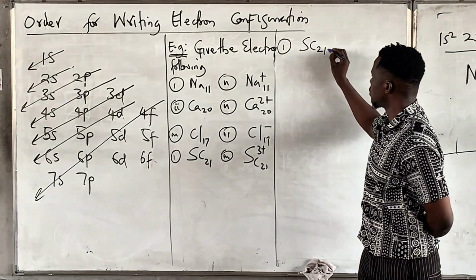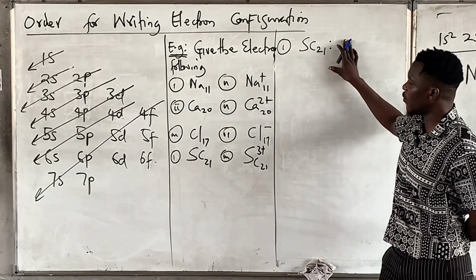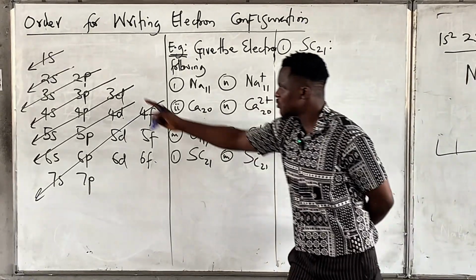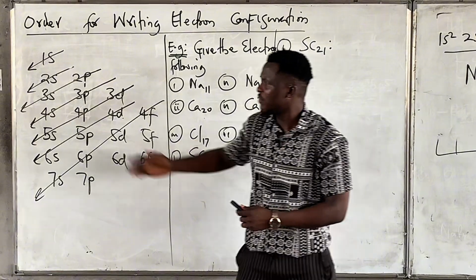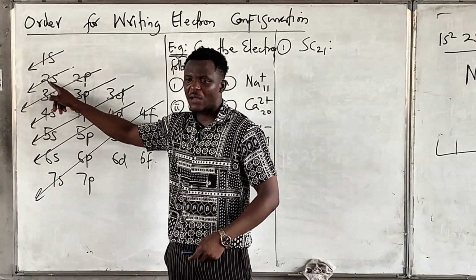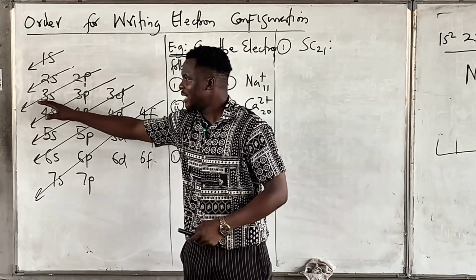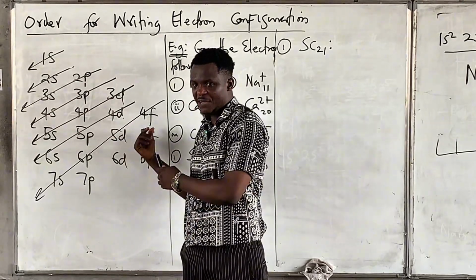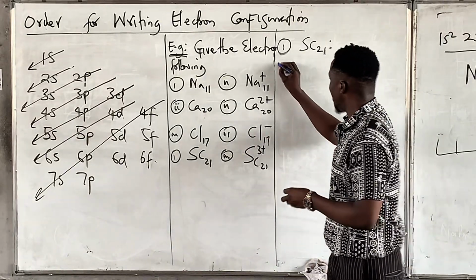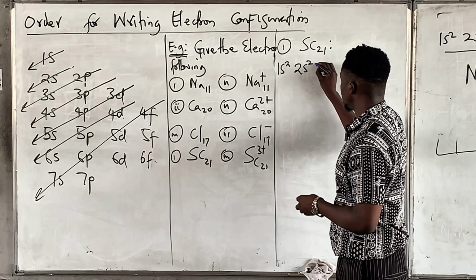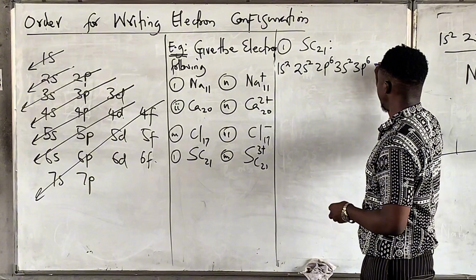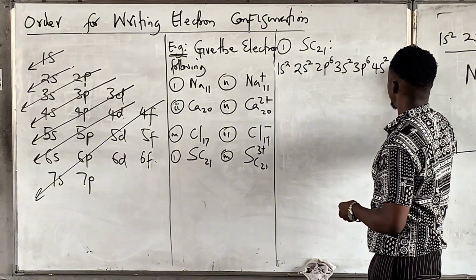Scandium is 21. I believe by now, many of us will know how to write this. Just follow this pattern. If you can get this pattern: energy level 1 holds s, energy level 2 can hold 2s and 2p, energy level 3 can hold up to d, energy level 4 can hold up to f. So we start here, we have 21 electrons, so we have 1s2, 2s2, 2p6, 3s2, 3p6, 4s2, 3d1.